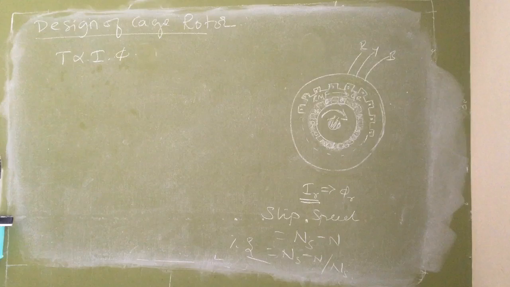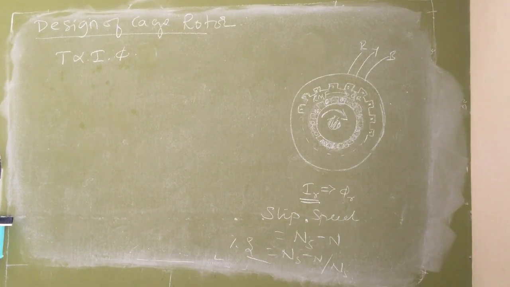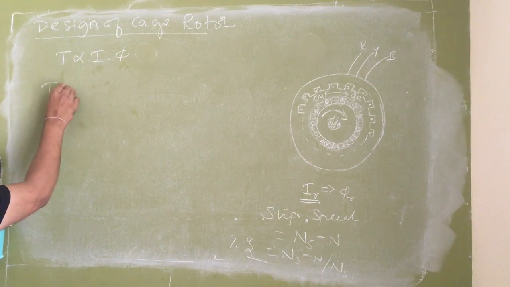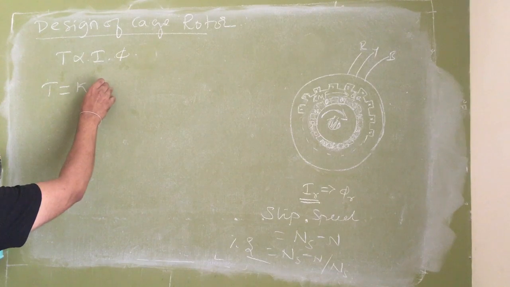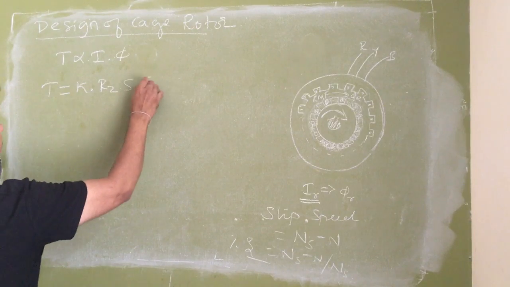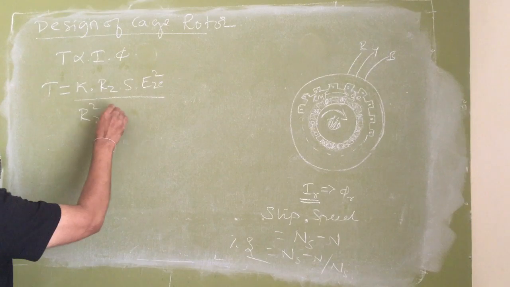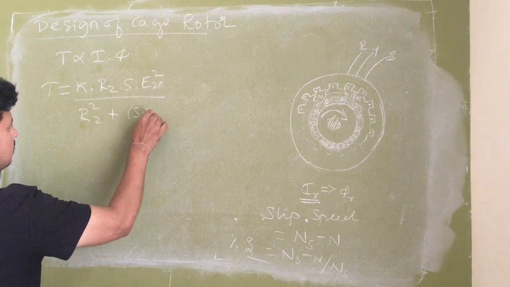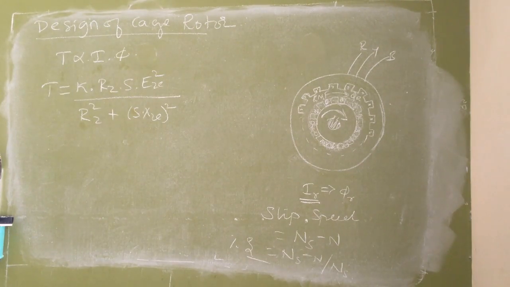So now the torque equation for the induction motor, and I will directly go to the torque equation. I don't want to derive it. So the torque equation of the induction motor is given by K into R2 into S into E2 square divided by R2 square plus S into X2 square. So this is the torque equation of the induction motor.